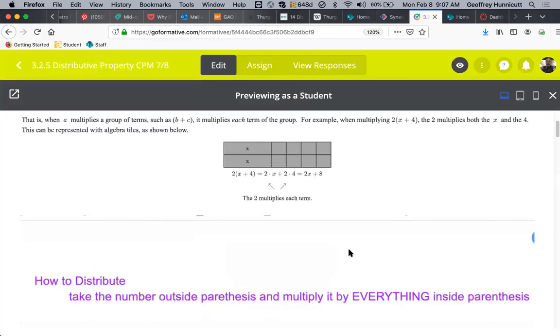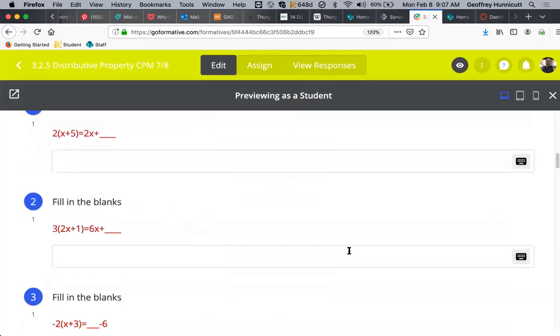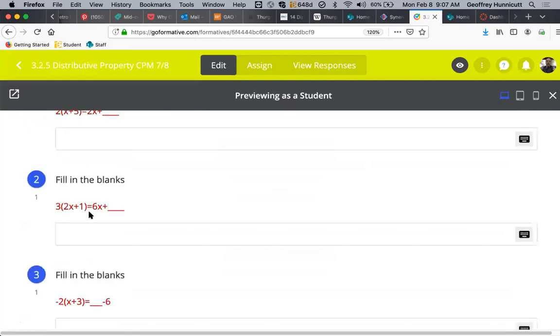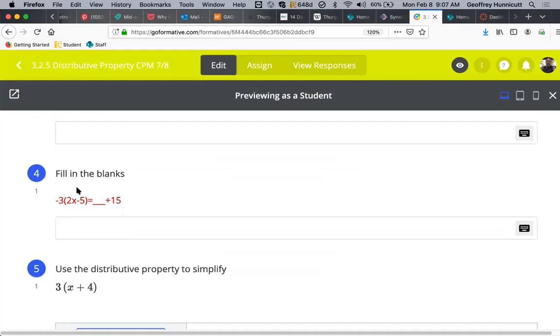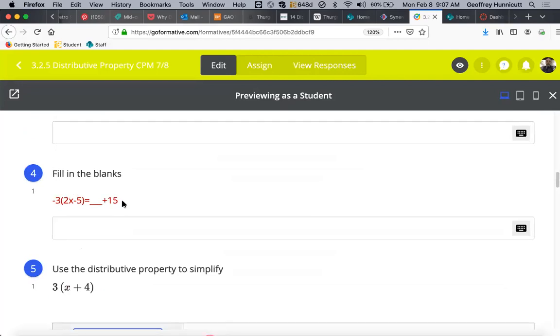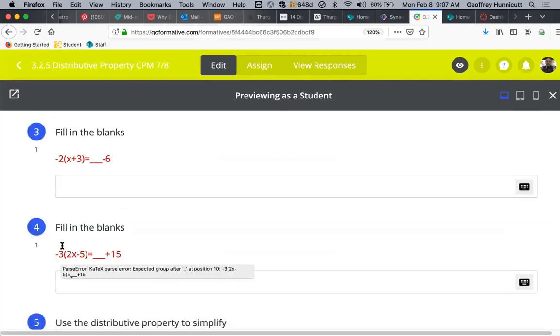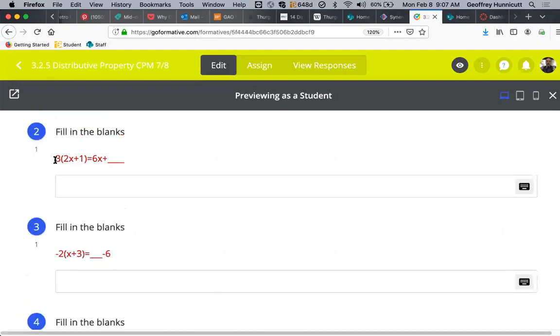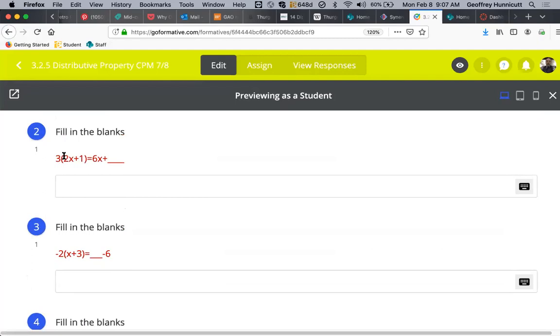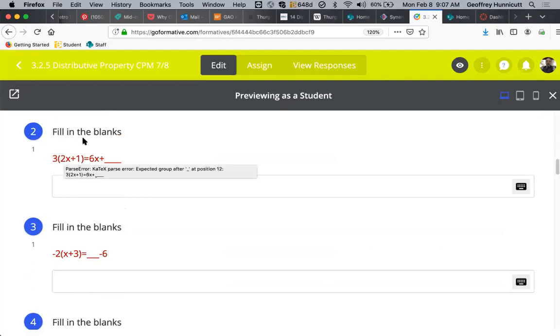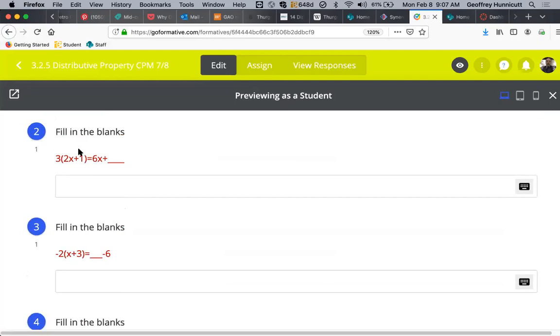Okay, so you guys are going to continue with this. You're going to fill in the blanks for each one of these. You're going to do exactly what I just said: use the distributive property, and for each one of these, multiply the outside number by each of these. You can see 3x times 2, or 3 times 2x, well, that's 6x. And then 3 times 1, what's that answer?